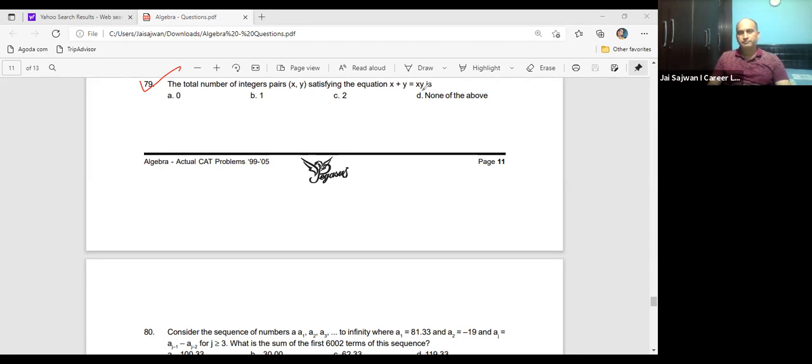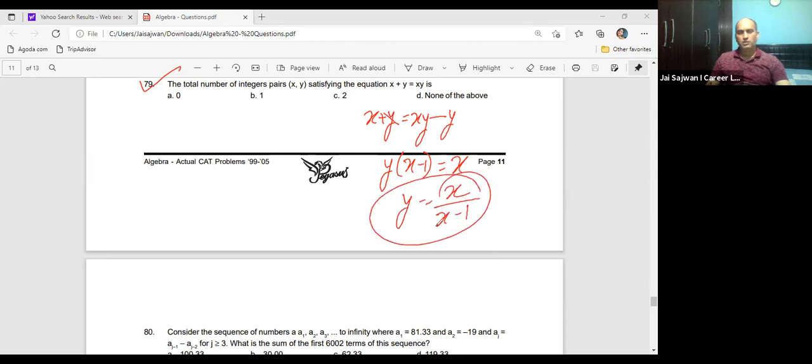Okay, here I go. The first thing that all of you need to analyze is that there are two variables involved in an equation. It is always feasible to write one variable in the form of another variable. What does that mean? x plus y is equal to xy. I'll take y on this side. y is common, so y(x minus 1) is equal to x. y is equal to x upon x minus 1.